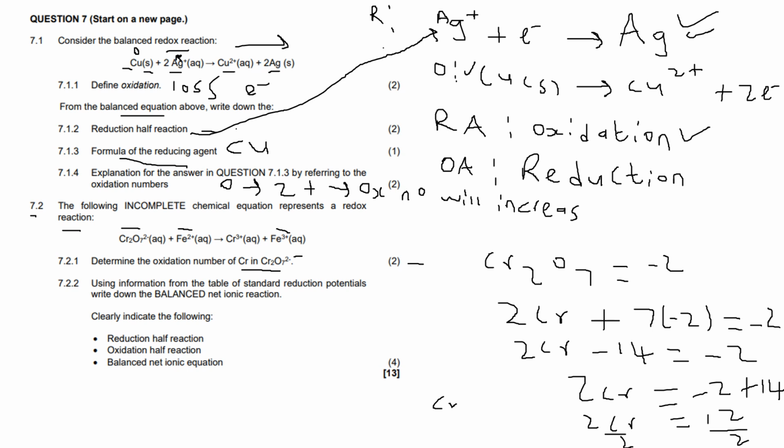So Cr will be 12 divided by 2. Just 12 divided by 2, that's 6. And it's positive 6, so it'll be plus 6. That's your answer for Cr there.